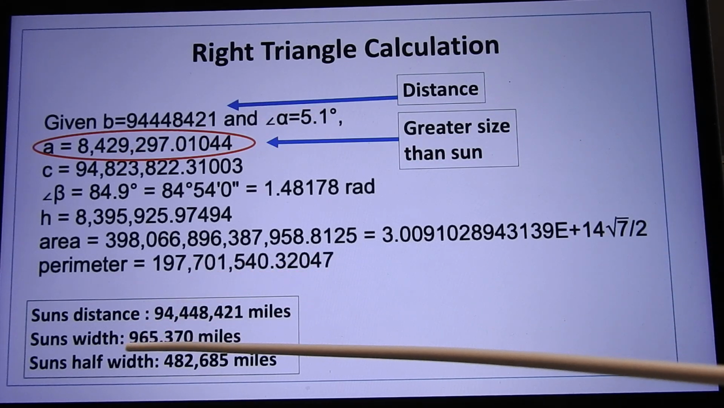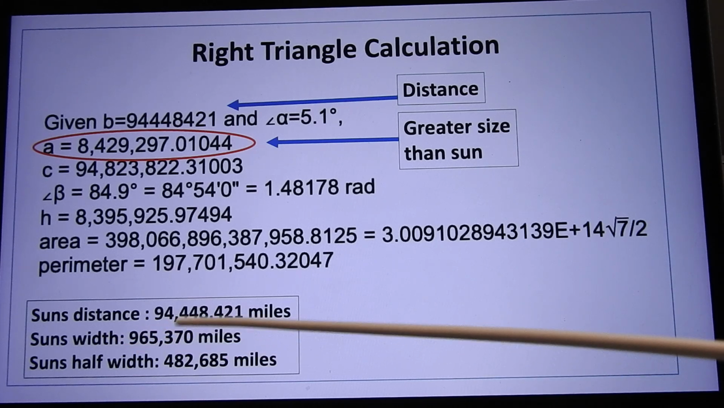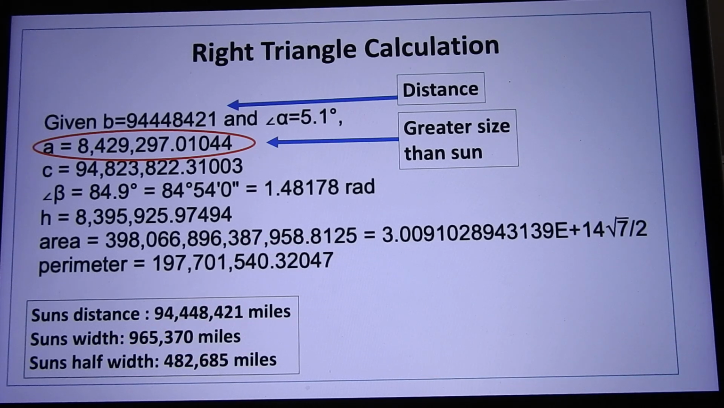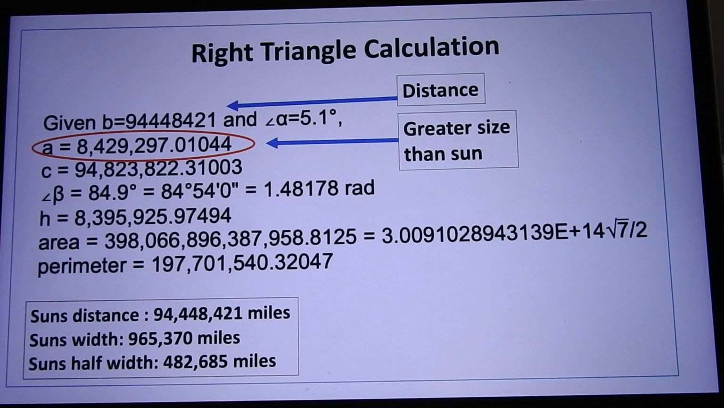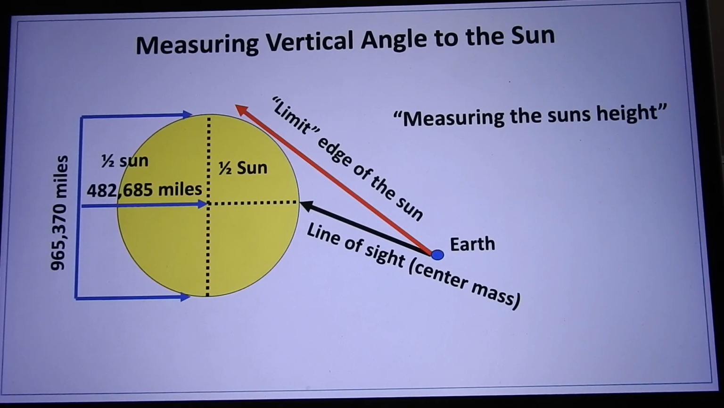Remember, the sun's width is 965,000 miles and some change. Half sun is 482,000 miles. Again, huge problem. And this shows definitively that the heliocentric globe model does not work. Again, knowing those limits, and how we get that, and how the breakdown works when we look at the sun size when we do that actual vertical angle measurement, is the breakdown.